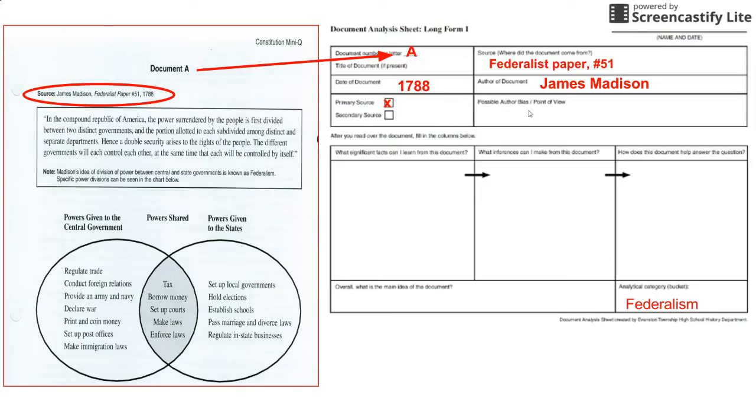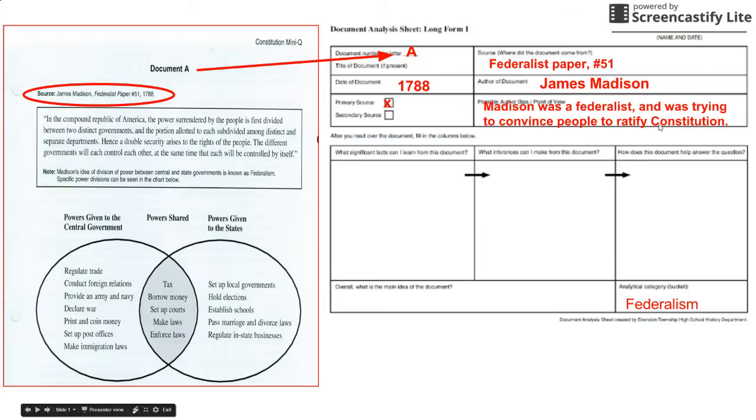It's also important to always look at any possible author bias or look at the author's point of view, so we can look at anything that might influence what they're saying. And since we know that James Madison was a Federalist, and we know that the Federalists were trying to convince people to ratify or approve the Constitution, I would say there's definitely some bias there, since he's trying his hardest to convince people. So I'll let y'all fill in that box for bias.